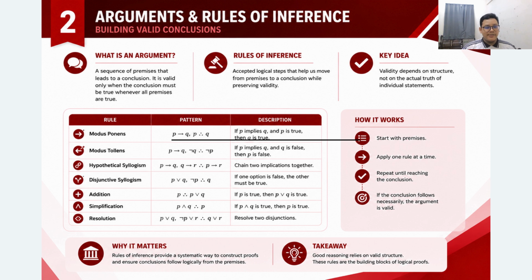The process is simple. Start with the given premises, apply the appropriate rule step by step, and continue until a conclusion is reached. If the conclusion follows necessarily from the premises, then the argument is valid. Overall, rules of inference are important because they help us construct logical proofs, solve problems systematically, and make reliable decisions based on sound reasoning.